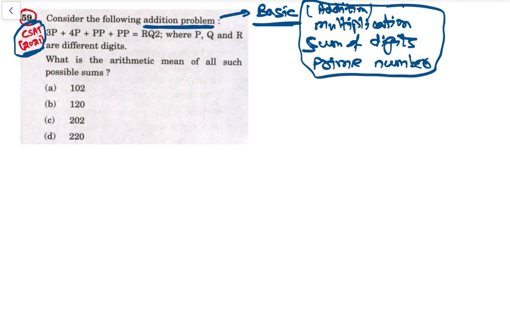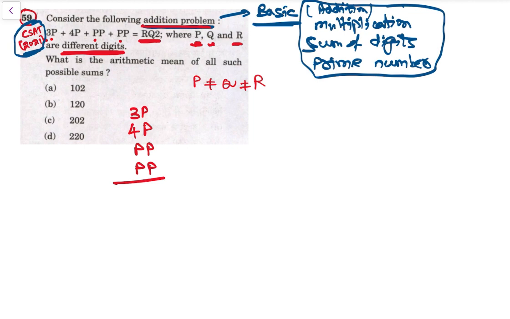So let's do this question, that is 3p plus 4p plus pp plus pp is equal to rq2, where p, q and r are different digits. So p is not equal to q, not equal to r. Then this addition is given, that is 3p plus 4p plus pp plus pp is equal to, when we are adding it, we get rq2.